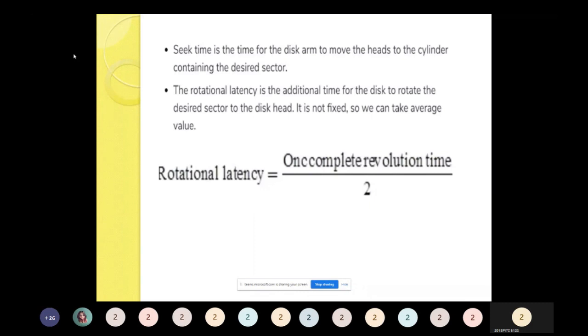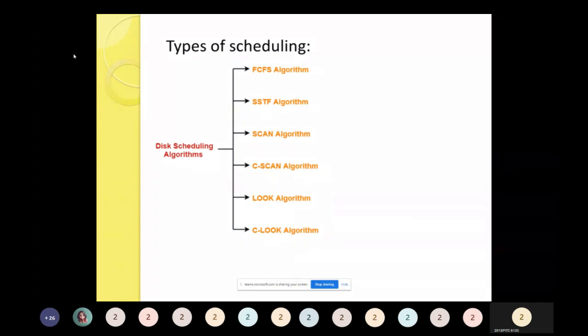And rotational latency: the disk head is there, and the time to rotate the disk sector to the disk head is called the rotational latency, right? Seek time and rotational latency are the terms used in file accessing. Many types of scheduling are available for better results and better performance, and based on the application we can use any one of them.